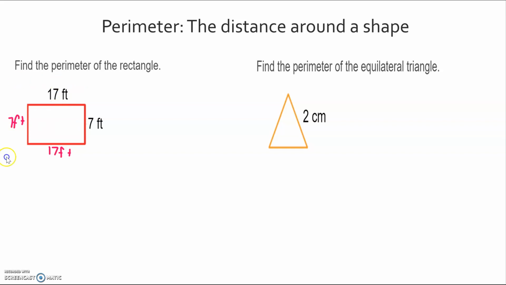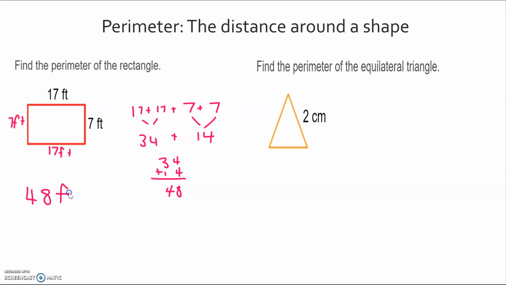So now all I have to do is add all of this together. So 17 plus 17 plus 7 plus 7. And they're all feet. So 17 plus 17 is 34. Plus 7 plus 7 is 14. 34 plus 14: 4 plus 4 is 8. 3 plus 1 is 4. So the perimeter of this rectangle would be 48 feet. That would be the perimeter.